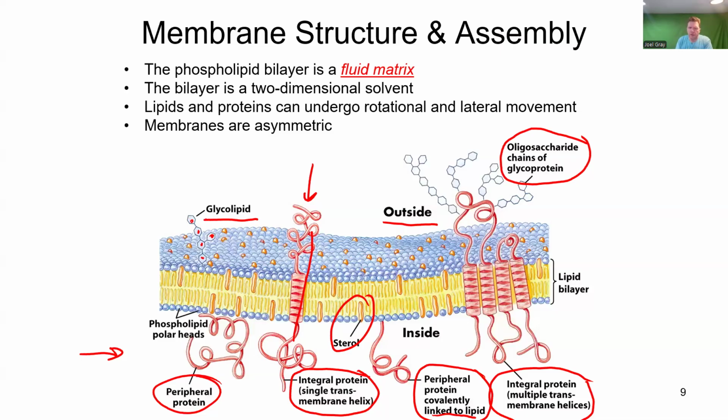Think about this as the N terminus of a protein. This is the C terminus. This protein goes into the membrane, loops around, comes back, loops around, goes back, loops around, comes back. So this is multiple helices threading in and out of that lipid bilayer. In this case, what we're seeing is the N and C termini are on the same side, both on the interior. That's not always the case, but that's what we're seeing right here.